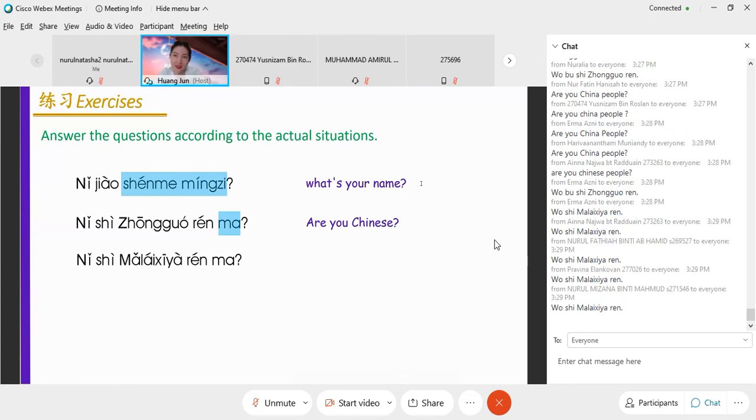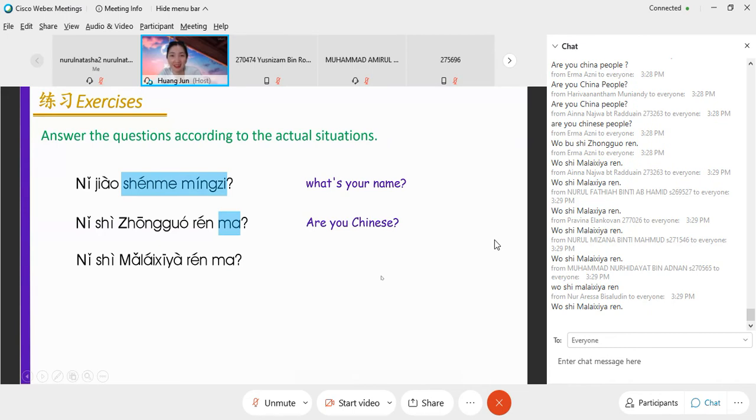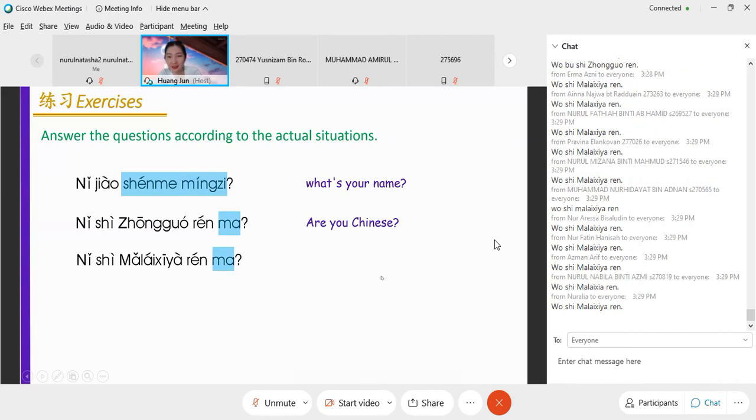Based on your real situation, every people understand it. So 我是马来西亚人, right? Because I'm asking, are you Malaysian? So then you answer 我是马来西亚人. So for me, I'm not. So I answer with 我不是马来西亚人. Okay, got it. Then continue.